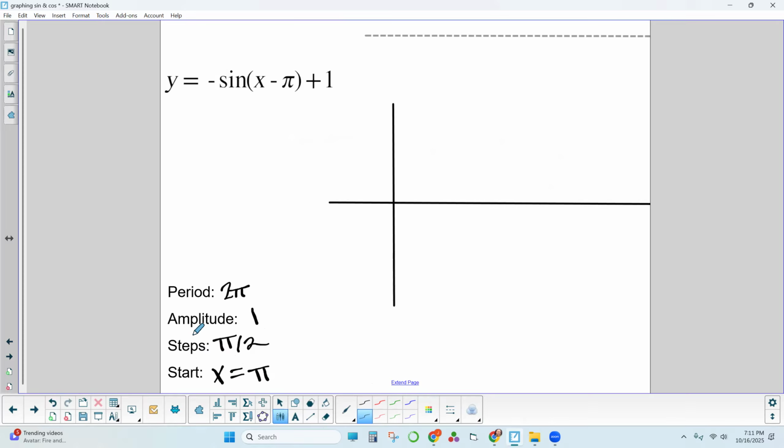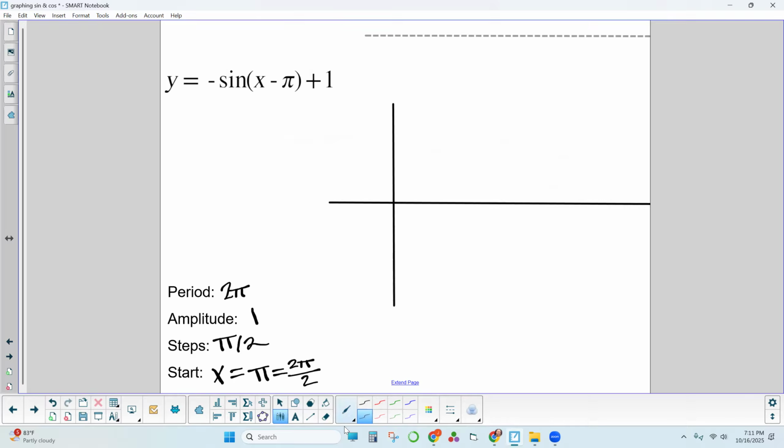Now, I like to make a common denominator between my step and my start. It just helps labeling the x-axis very simple, especially when these get really wacky. Okay, so I'm just going to write pi as 2 pi over 2, which is equivalent to pi.